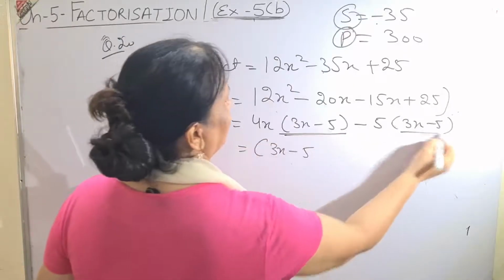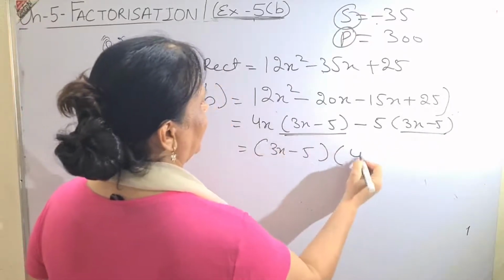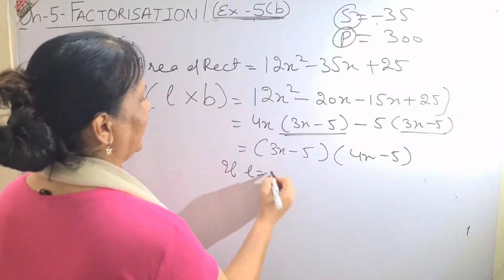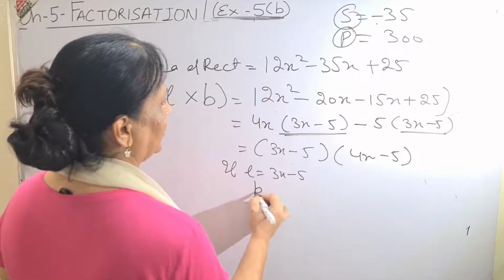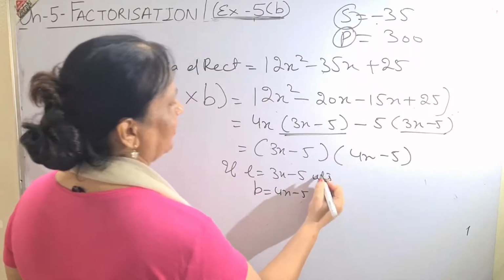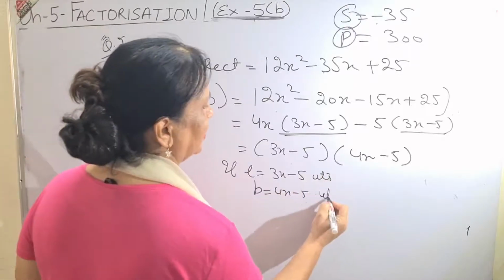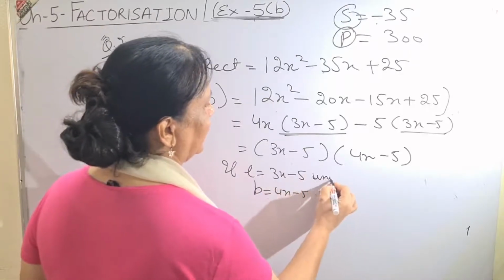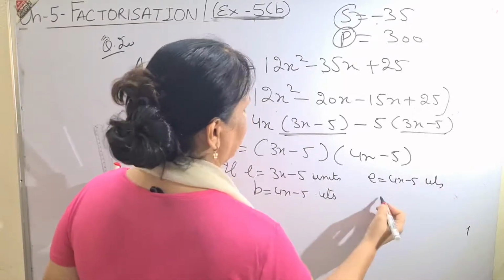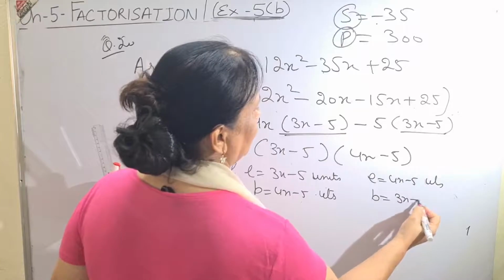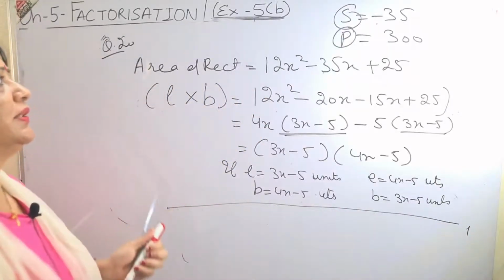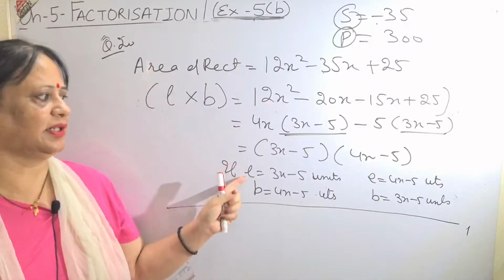Always write the common factor first. Then you are left with 4x and from the second term minus 5. So if length is 3x minus 5, then breadth is 4x minus 5. Please put the word units here. Since they have not mentioned, you will write UTS, or you can write full UNITS as you will. If length is 4x minus 5 units, then breadth will be 3x minus 5 units. It can be anything. So see how you are presenting the sum. This is the way you write it and this is the way of presentation.